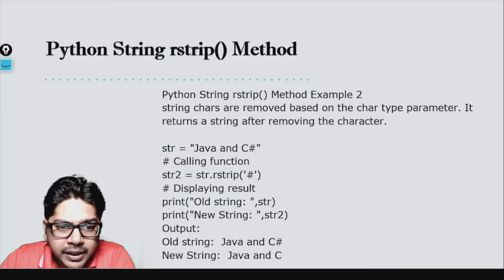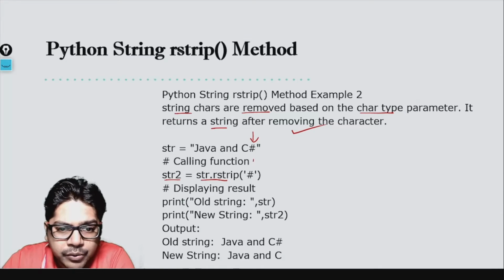Okay, so here the string chars are removed based on the character type parameter. It returns that string after removing the character. So here what we have is C#. Now I'm using str2 = str.rstrip, removing this hash symbol, and when I print it, I'm not getting it, right?